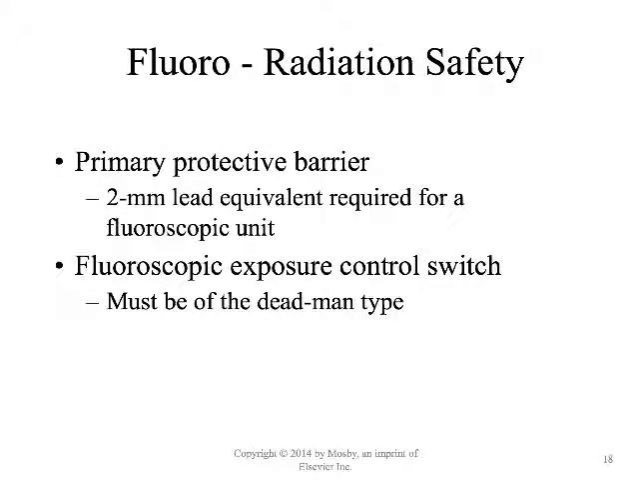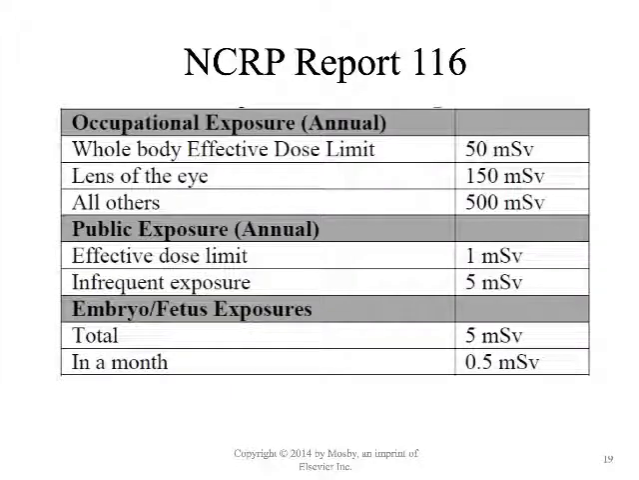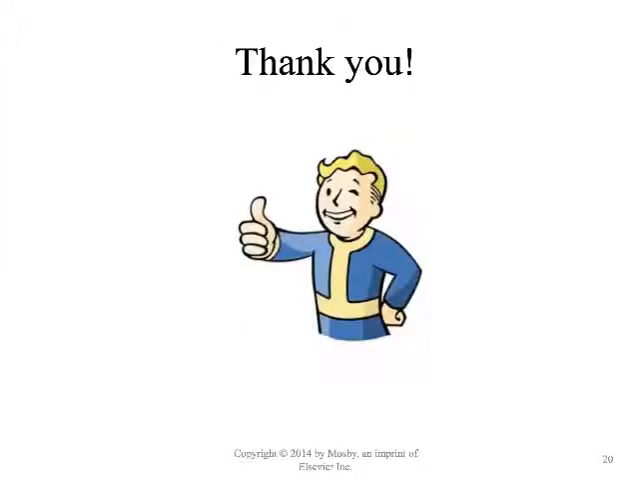So, how can we protect ourselves? The primary protective barrier for fluoroscopes is a 2 millimeter lead equivalent. That's within the walls or within the image intensifier. And the fluoro machine should be operated with a dead man switch. That means that your foot has to be on the thing to make it go. You can't just automatically fluoro. NCRP report number 116, memorize all these numbers now and just save yourself the hassle. I anticipate there will be test questions on every single one of these numbers. They are very, very important. All right, thank y'all.